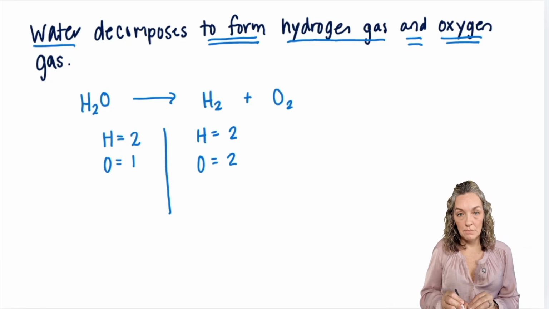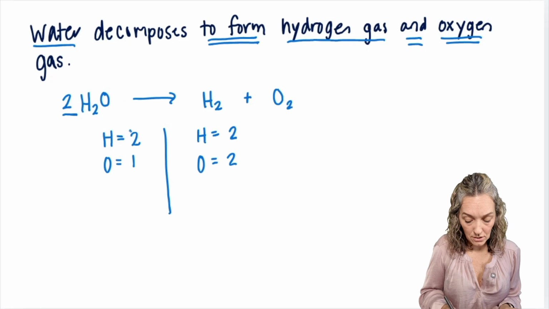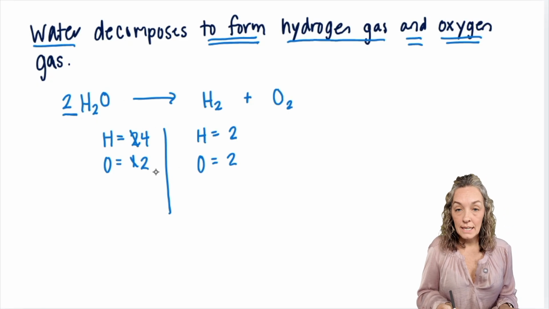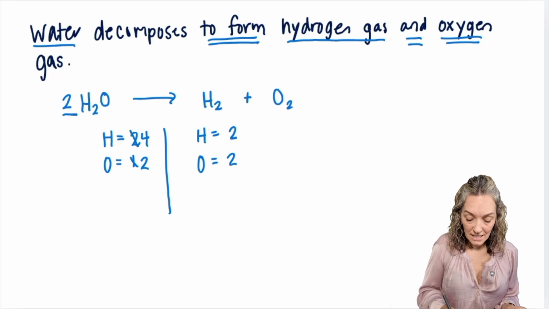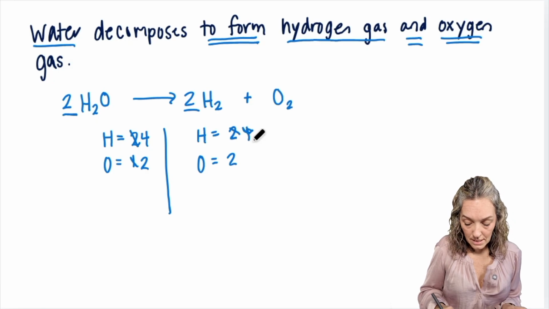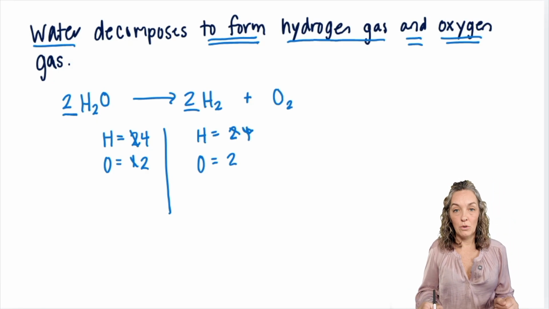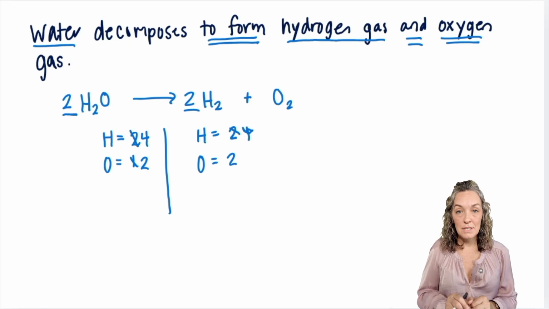We cannot change subscripts once everybody is stable or happy. So I'm going to put a coefficient of 2 out front. Remember that multiplies all the way through, giving me 4 hydrogens and 2 oxygens. My oxygens are fixed, but in the process, it messed up my hydrogens. So I'm going to need to put a 2 in front of my hydrogens. This is now a correctly balanced formula because everybody is stable and all of the atoms that went into the reaction came back out.